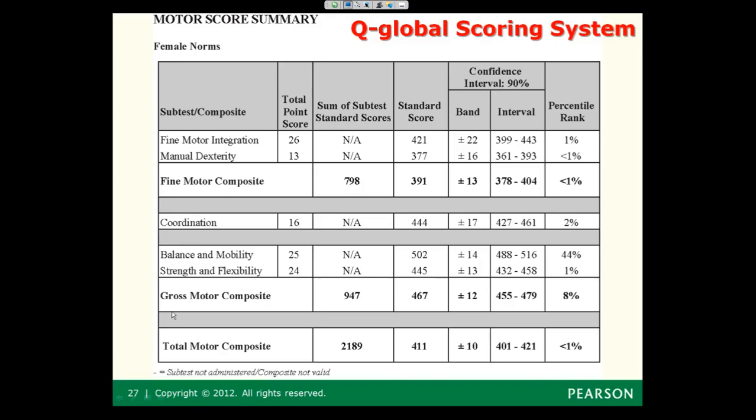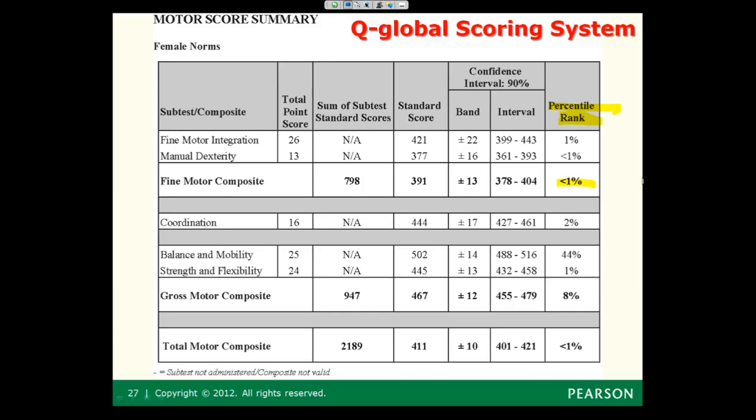Again, the same is true for manual dexterity with a point score total of 13. That corresponds to a standard score of 377, with 361 to 393 being the 90% confidence interval, and that corresponds to less than the first percentile. And of course, we're looking at the percentile rank compared to motorically healthy adults here, okay? So compared to motorically healthy adults, her fine motor abilities are below the first percentile, which means that we know that she's having a real difficult time with fine motor tasks.